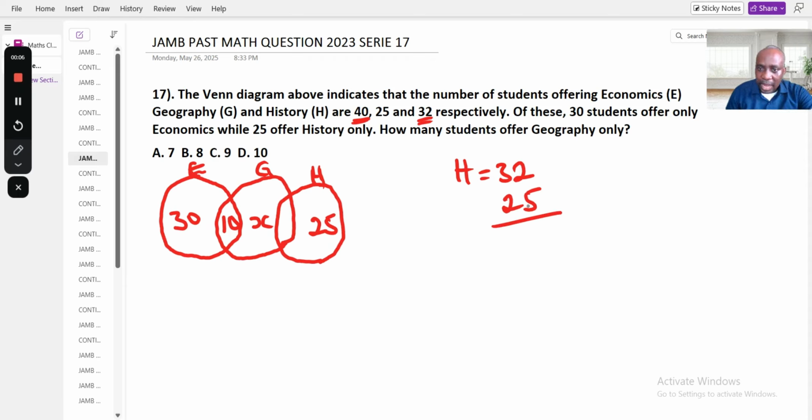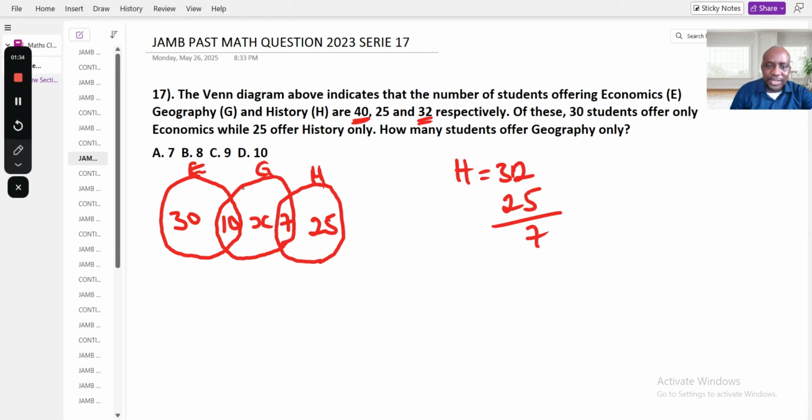How many? 2 minus 5, impossible. Borrow 1 from here, making 12. 12 minus 5 is going to give us 7. It means that the people that did history and geography are 7. 7 people that did history and geography. They are 7 because the total of people that did history are 32. Therefore, we have known the only people that did only history is 25. The difference between them is 7.